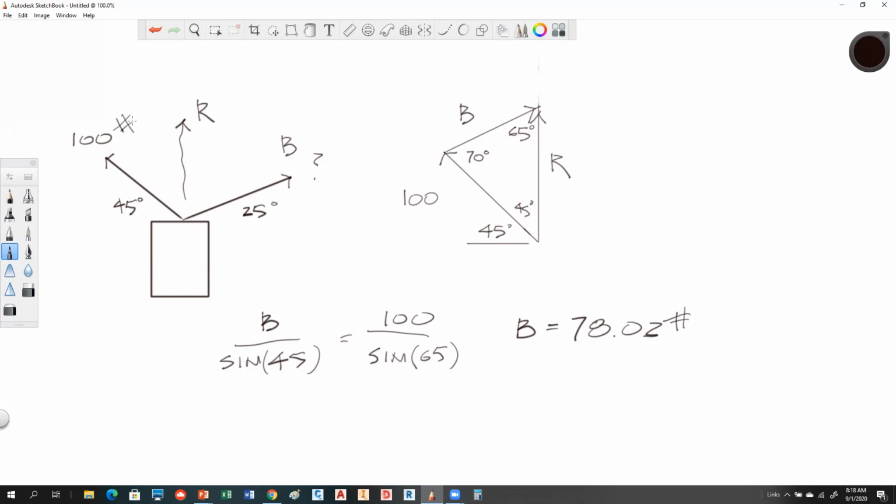So what this is saying now is that if you get this thing going on a frictionless surface, if we pull this at 100 pounds at 45 degrees, and this with a magnitude of 78 pounds at 25 degrees, this is going to go straight. Okay. So that's using a triangle method. Now, you could also do this by breaking these guys down into components and resolving it that way. So I can take the, well, let's just do it. We're going to go ahead and do that real quick. So let me erase this.